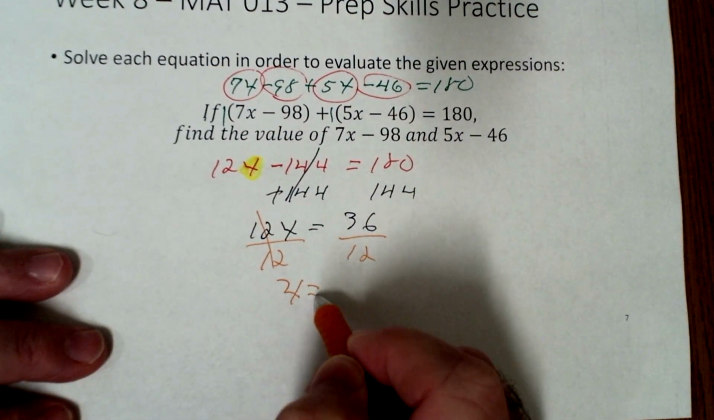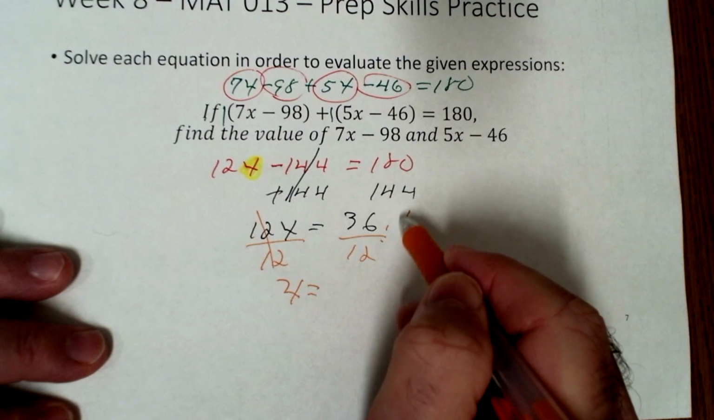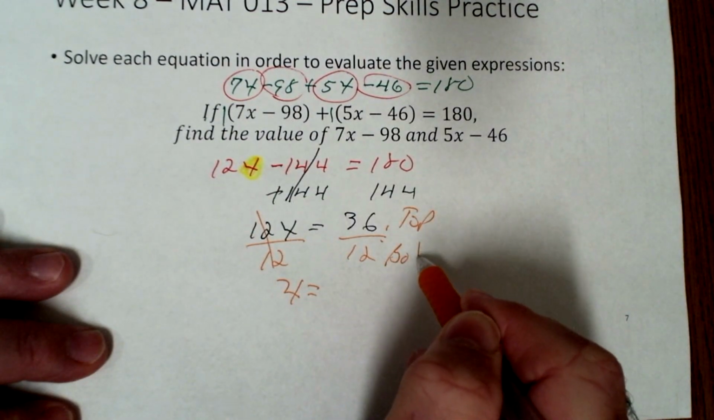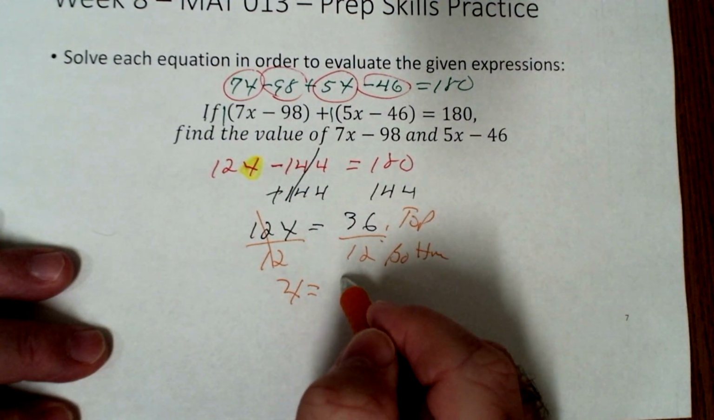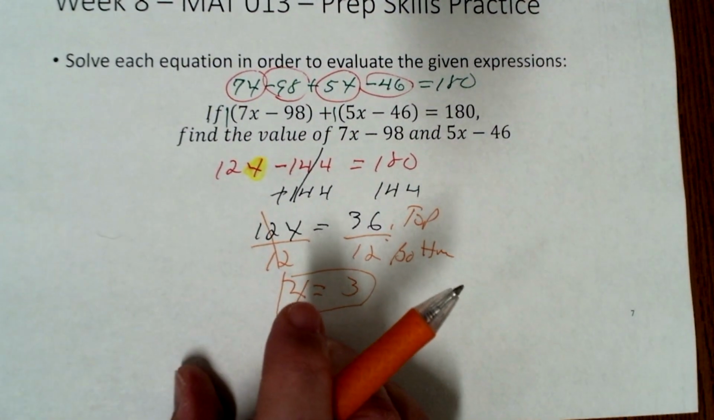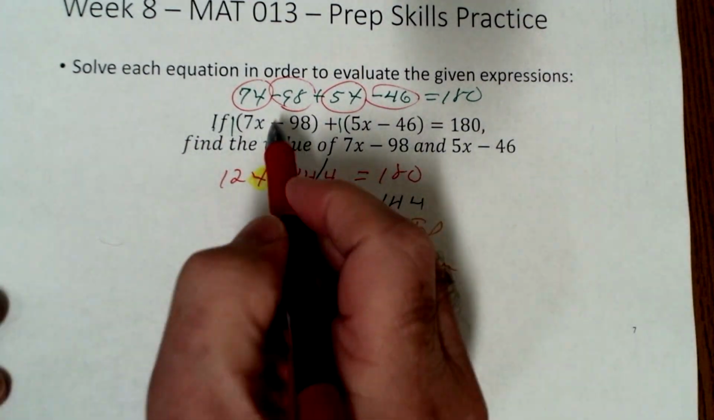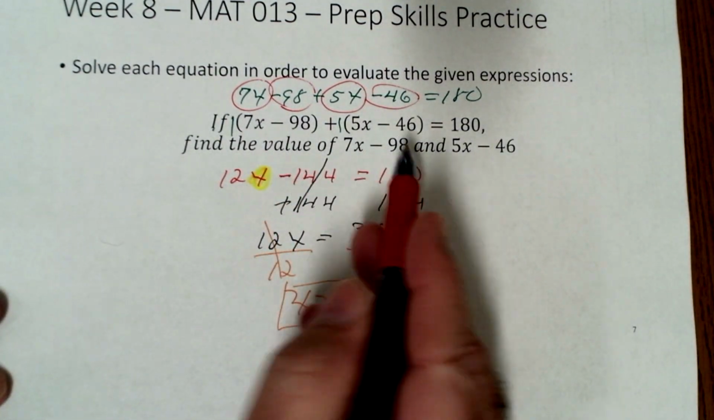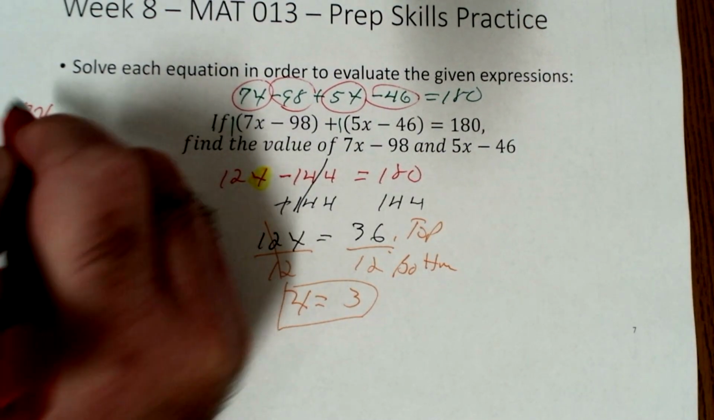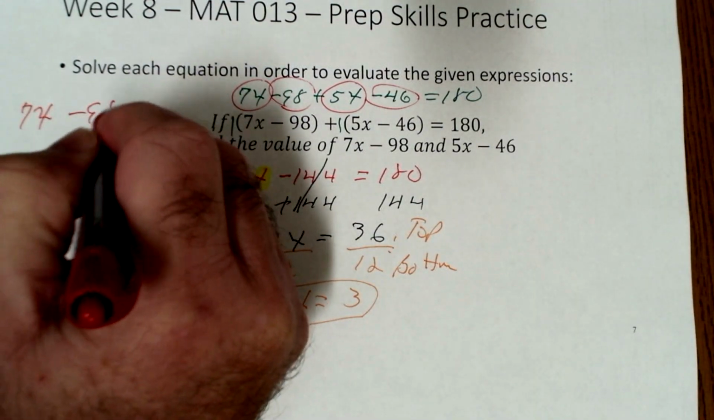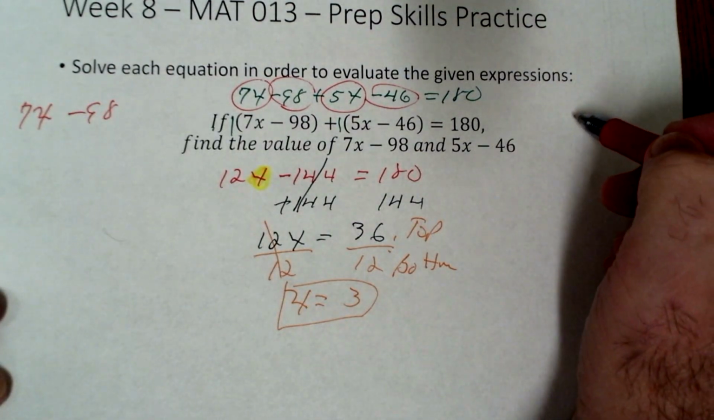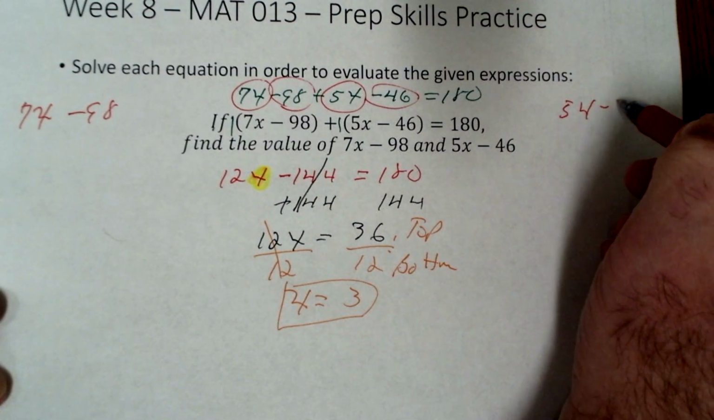We're left with the solution to x being, again, top number divided by bottom. 36 divided by 12 is 3. So the value for x is 3. We're now going to go back to our problem and insert 3 into each expression. So we have the expression 7x minus 98, and over here we have the expression 5x minus 46.